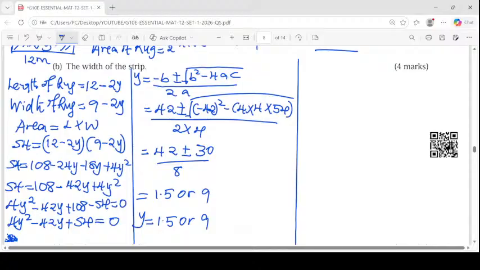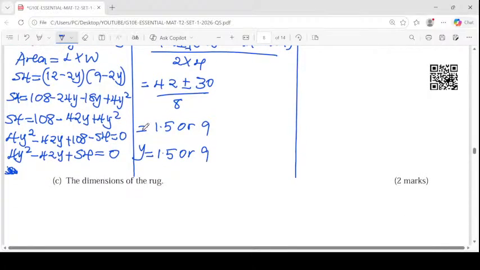We are now going to have our y being equivalent to 1.5, because we expect the width of the strip to be less than half the smallest dimension of the room, half the width of the room. So y is 1.5. Determine the width of the strip, so the answer is 1.5. Because it cannot be 9, because it should be smaller than half the width of the room.